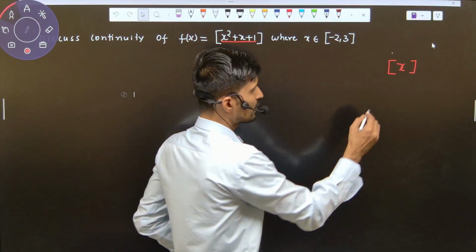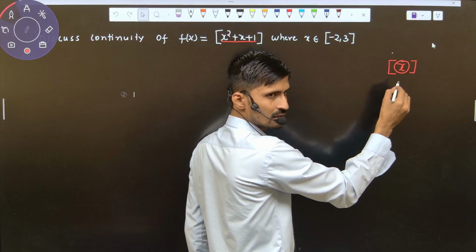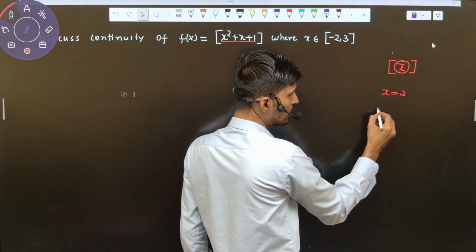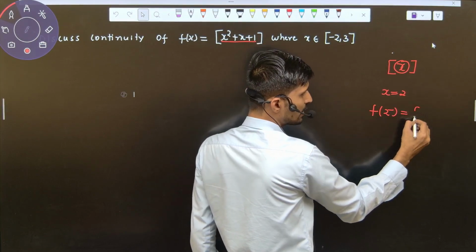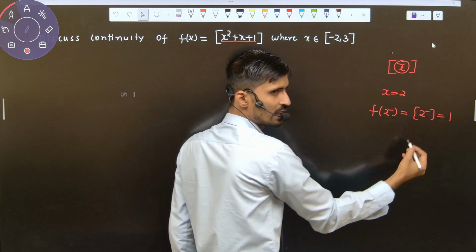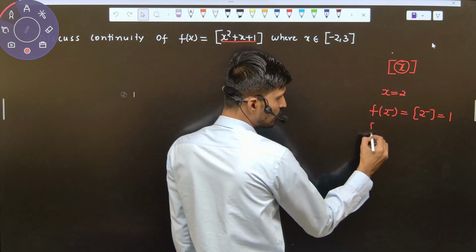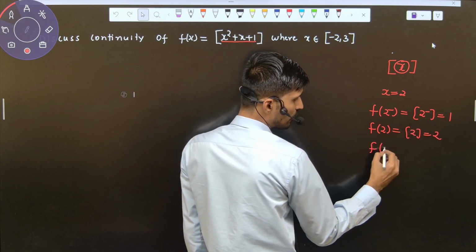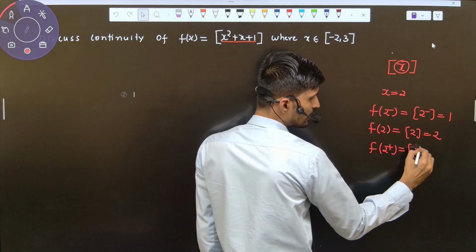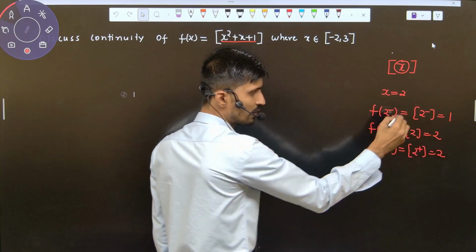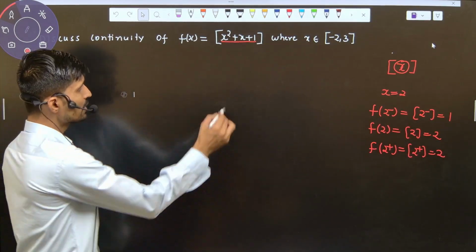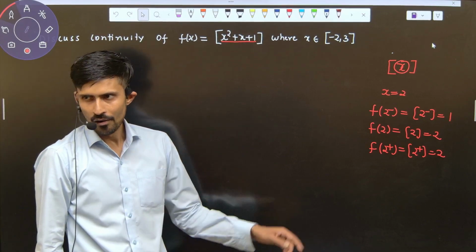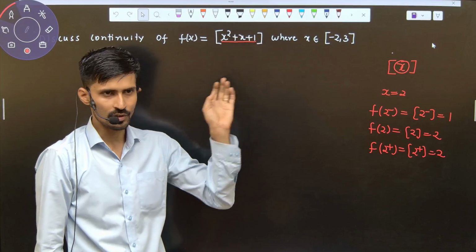So how will we understand this? Whenever this is an integer, it will break. Like at x = 2, it will break. How? Find f(2⁻). Greatest integer of 2⁻, that will become 1, 1.9999 greatest integer 1. What will be f(2)? Greatest integer of 2, and that is 2 only. And what will be f(2⁺)? Greatest integer of 2⁺, which is 2 only. So can you see all three values are not equal? So whenever this total will be an integer, our graph is going to break.